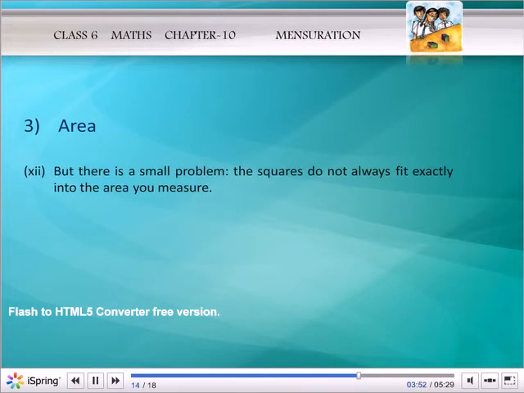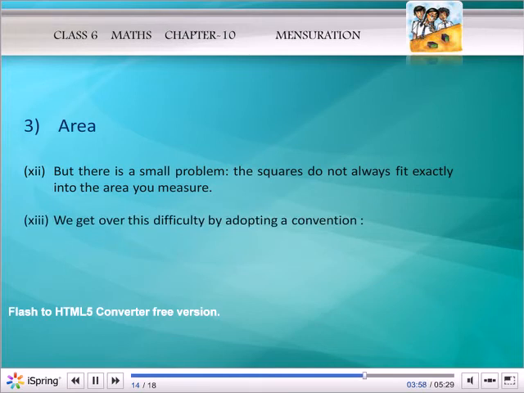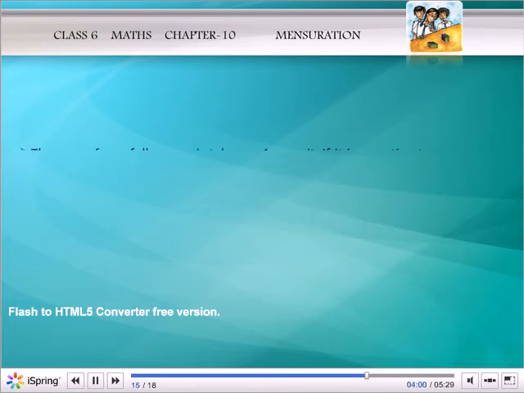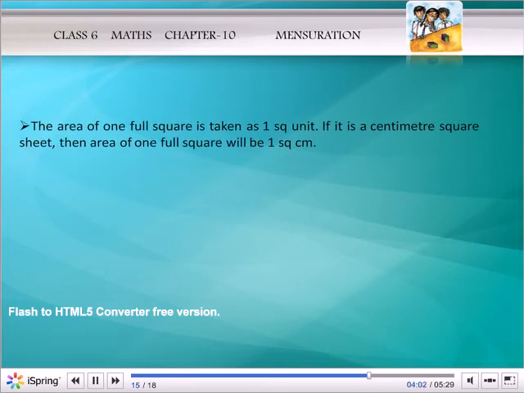But there is a small problem. The squares do not always fit exactly into the area you measure. We get over this difficulty by adopting a convention. The area of one full square is taken as 1 square unit. If it is a centimeter square sheet, then area of one full square will be 1 square centimeter.